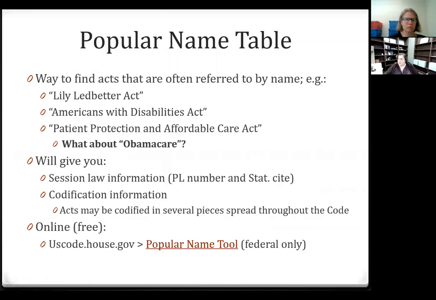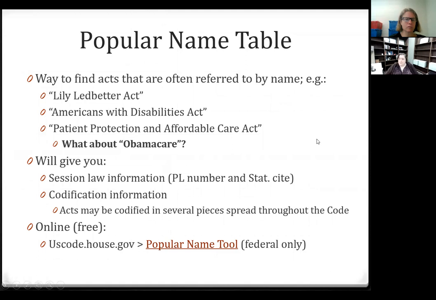Another tool that we can use is the popular name table. Just like we saw with the American Rescue Plan, that's not its real name. Its real name is an act to enact something, something, something. But we all call it the American Rescue Plan. Same thing with the Patient Protection and Affordable Care Act, but we all call it Obamacare. Those are two popular names for the same bill.